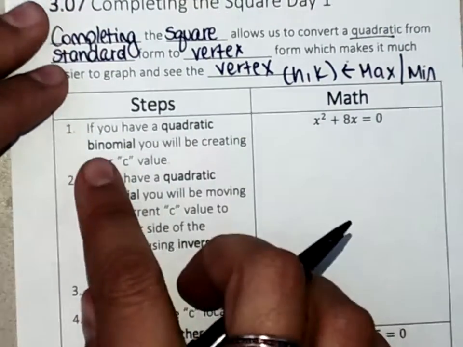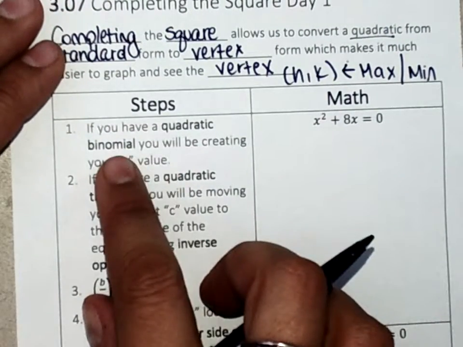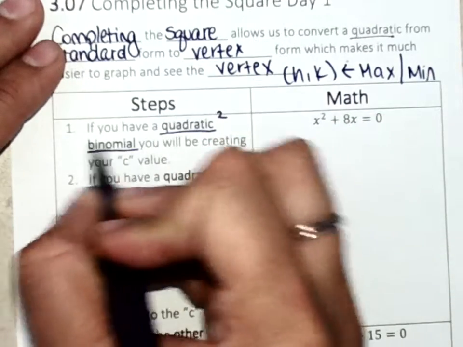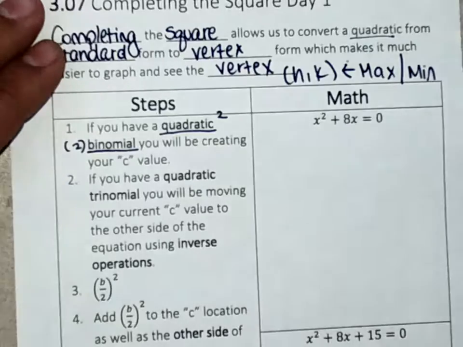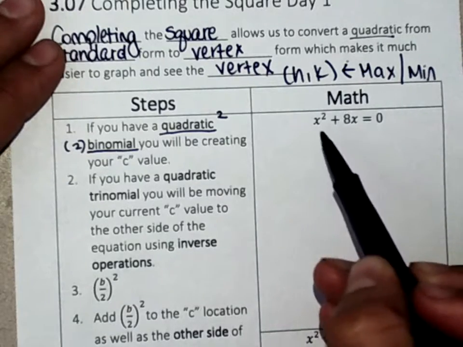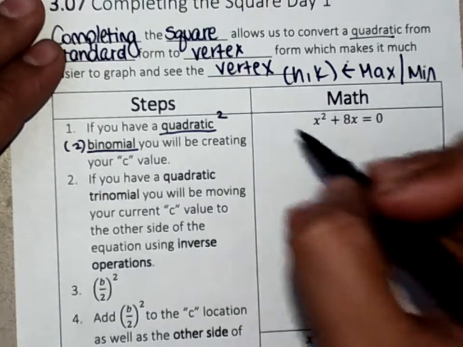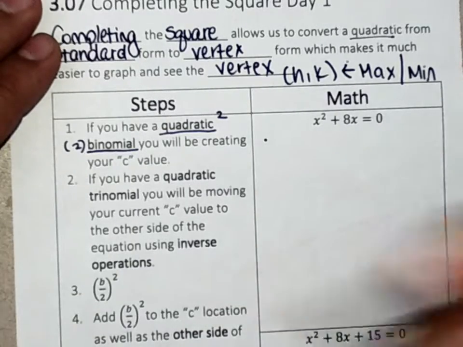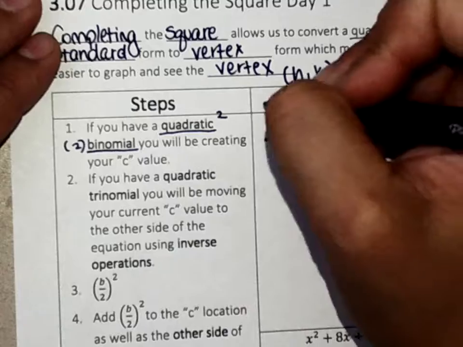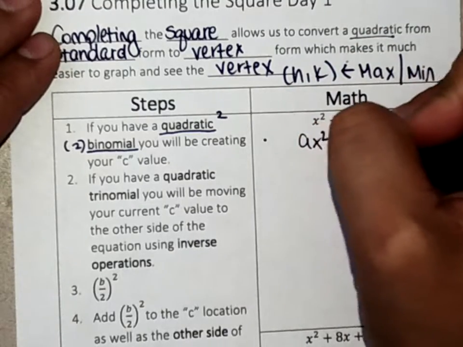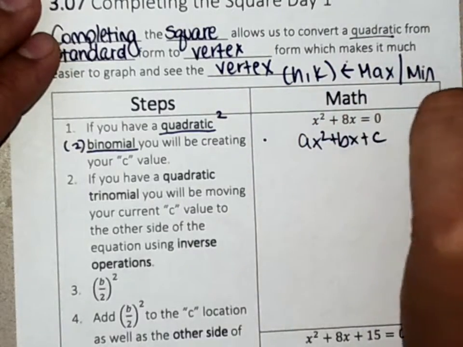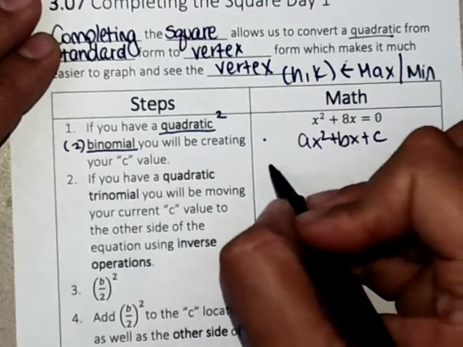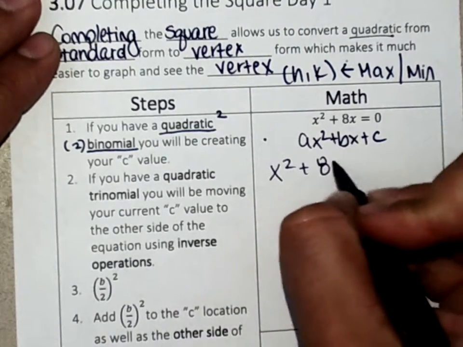So if you have a quadratic binomial, quadratic meaning an exponent of 2, binomial meaning 2 terms, you'll be creating your C value. So when we look at our first example, we have a quadratic binomial. I want to create the form of ax squared plus bx plus c, but you'll notice that we don't have a c right now. We have x squared, we have x, but we don't have c. So we're going to create a space for it.